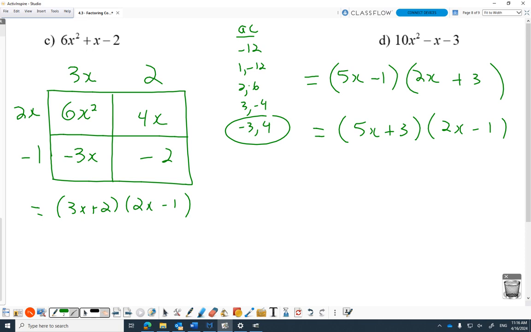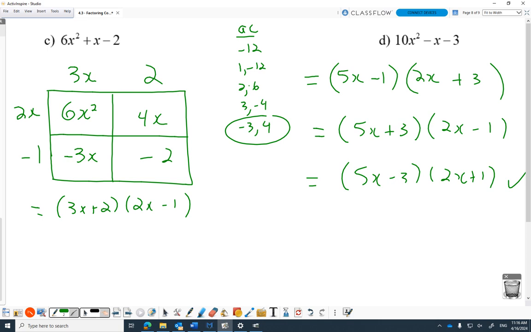Check the inside. 6x minus 5x is 1x. I'm really close now, but that's not right. So it's 5x minus 3, 2x plus 1. It works.